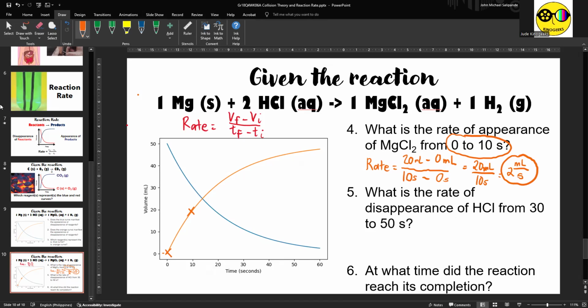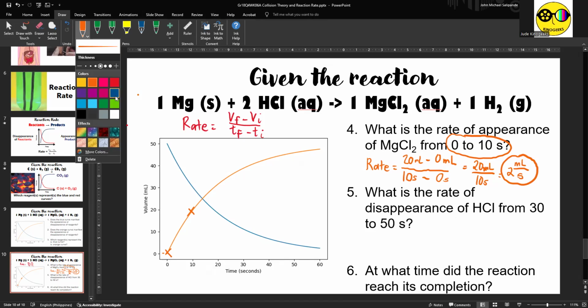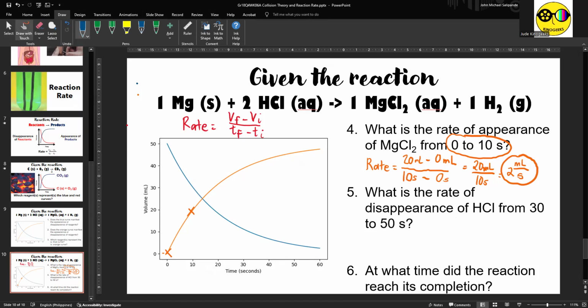Okay? Now, for number 5, what is the rate of disappearance of HCl from 30 to 50 seconds? And HCl is one of the reactants. And as a reactant, we're going to follow the blue curve. Okay? So I'd like to start with time first. And the period that we're covering is from 30 to 50 seconds. So initial time is 30 seconds. Final time is 50 seconds. And you put the minus sign at the middle.